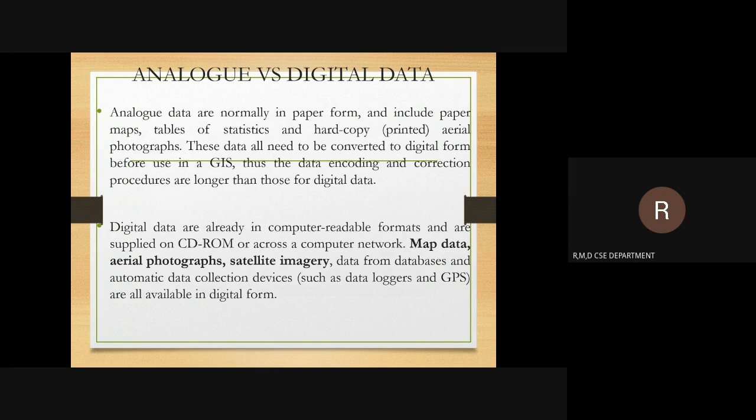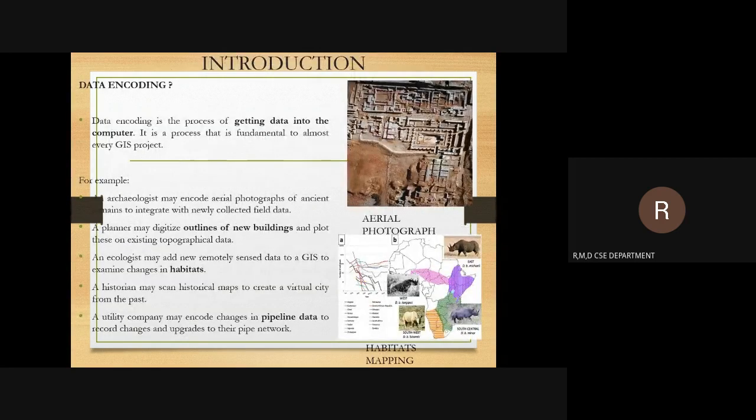Nowadays we normally do not work only in the form of analog data. We also make use of systems for drawing everything. We make it in the form of a hard copy or a soft copy. That soft copy will be converted into map data, aerial photographs, or satellite imagery. Data loggers and GPS are all available in digital formats.